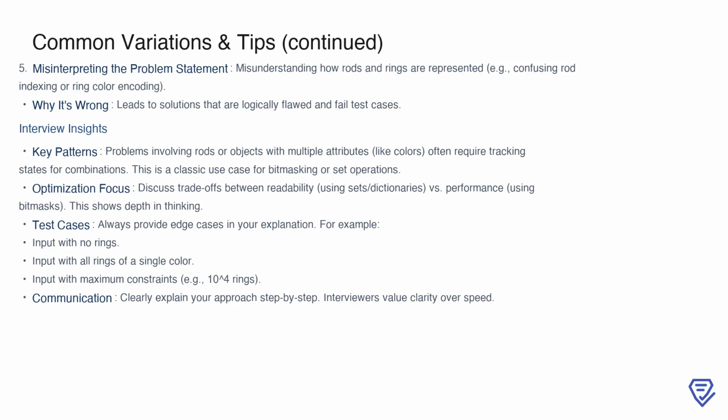Now, when it comes to interview insights, problems like this often involve tracking multiple attributes, here, colors, across objects like rods. This is where tools like bit masking or set operations shine. They help you manage combinations efficiently. It's also important to strike a balance between readability and performance. If you opt for sets or dictionaries, you prioritize clarity, making your code easier to explain. On the other hand, bit masking offers better performance but can be less intuitive.